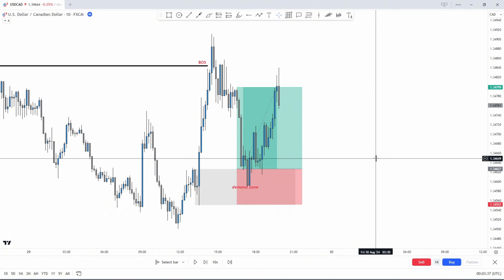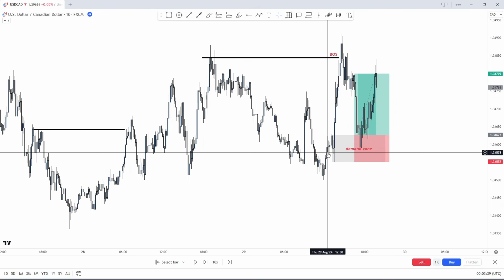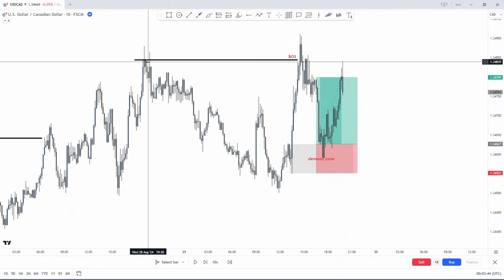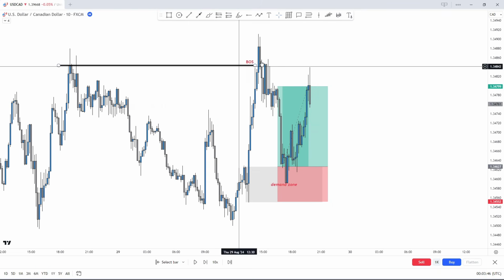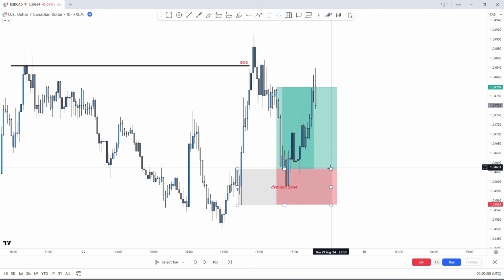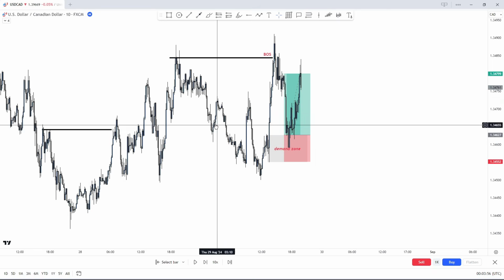Very, very simple. Again, not a lot of hard analysis went into this. It was very simple. We understood the trend. We saw a break of structure. We applied the demand zone definition and the rules, and we came out with a successful trade of a 2 risk to reward trade, meaning we got 2% on our account. It's as simple as that, guys.